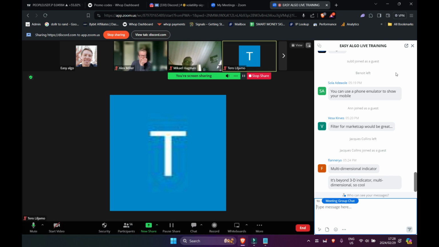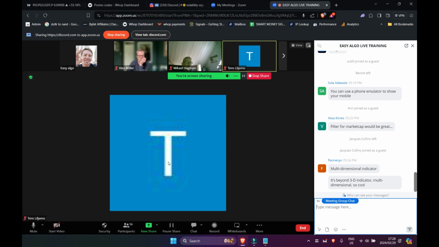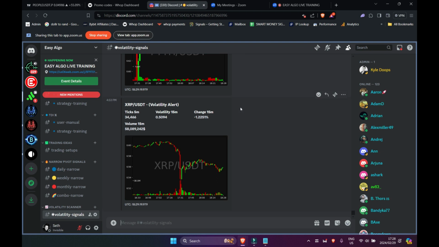It's a Beyond 3D indicator, multi-dimensional. Exactly. It is basically a multi-dimensional indicator. And like I said, we're the only people in the whole of crypto doing this with the narrow pivots. I actually got this idea from Forex, because I was involved in Forex for a while, and a few Forex traders introduced me to pivot trading.